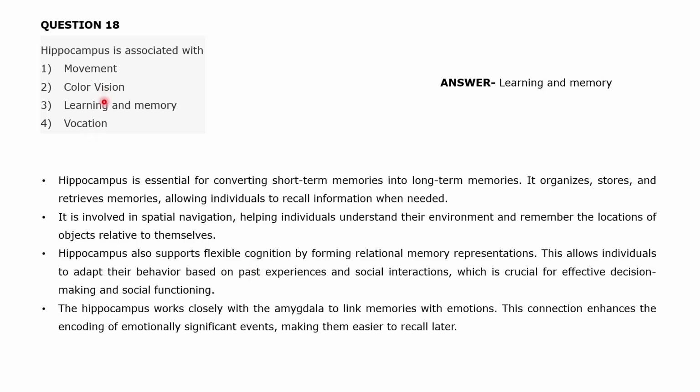So that particular learning stage is carried out by the hippocampus, and it also works with the region called the amygdala to link memories with emotion. This connection enhances the encoding of emotionally significant events, making them easier to recall later. As I said, recalling is one such function of the hippocampus, and this is carried out particularly with another region of the brain called the amygdala.